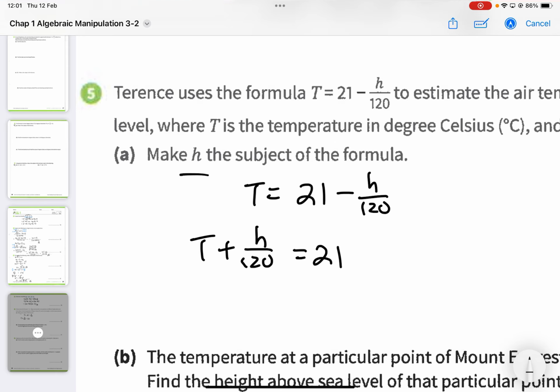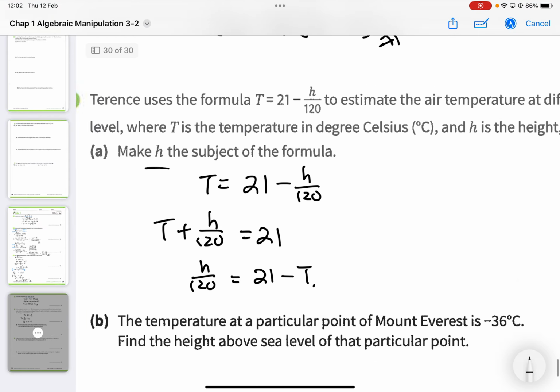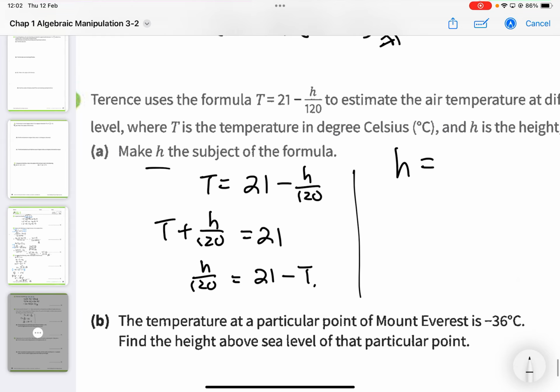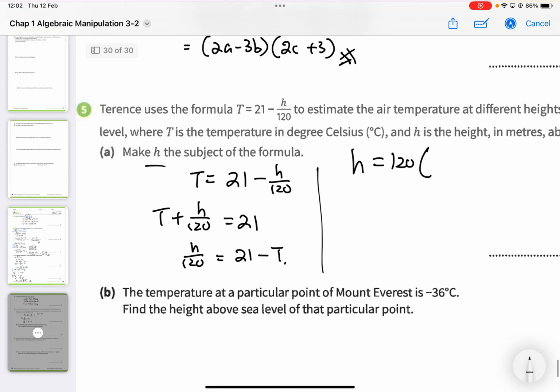I want to isolate it and I want it to be positive. That's why I bring this across. I don't want the T here. I want my T to go the other side. When it goes the other side, it becomes minus. Then finally, I want h. I don't want h over 120. So I need to multiply by 120. When I multiply by 120, the 120 will cancel out the 120 here. Then I need to multiply 120 to both sides. So my answer is 120 multiplied by the entire right hand side. This is my answer.